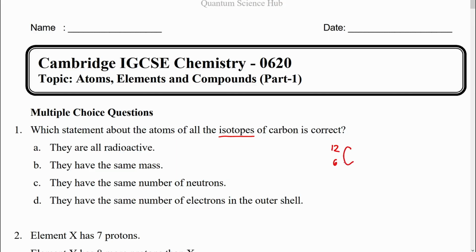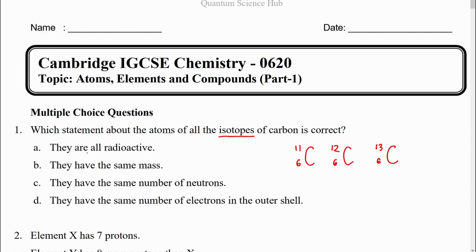If you check in the periodic table, this is the carbon, while the other isotopes you can take, for example, carbon-11 with atomic number 6. The other one can be carbon-13, with atomic number 6. Okay, so they will have the same number of protons, which is 6, and a different number of neutrons. If they have different numbers of neutrons, that means they will have different mass numbers. Okay, let's check the options here.